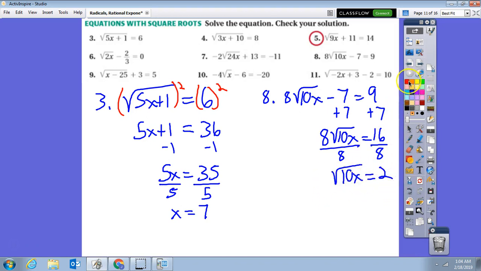Now that you have the radical isolated, you can square both sides. Because it's a square root, we get rid of it by squaring both sides. 2 squared is 4, and then you divide by 10. You get x is equal to 0.4 as a decimal, or 2/5 as a fraction. So, when you have just a simple square root equation to solve, make sure you isolate the radical first. Then you want to square both sides if it's a square root.